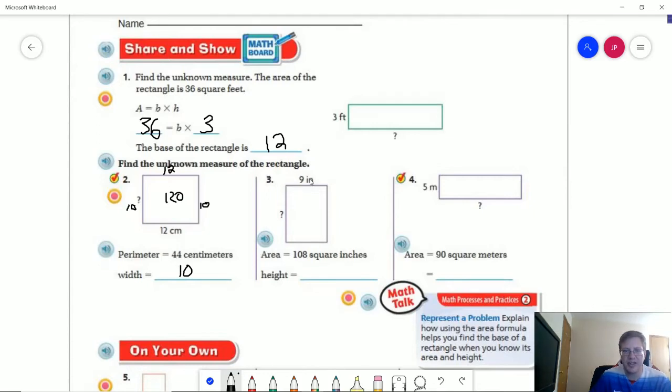Number 3, we get the area as 108. So we need to figure out how many times we can count by 9 to get to 108, or we can do 108 divided by 9, essentially the same thing, just doing a slightly different process. So that is going to be 12. And for the last one, if our area in here is 90, we need to think about what number we can multiply by 5 to get to 90. So again, you can skip count or you can do division, and that should be 18.